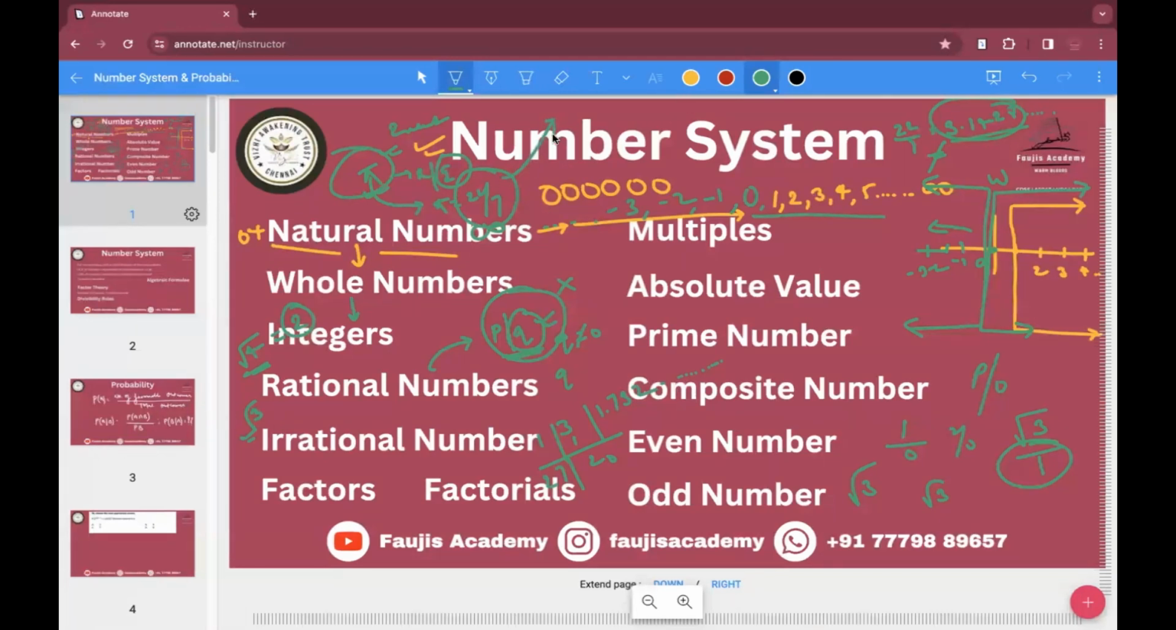What is 22 by 7? It's a rational, 3.14, 3.1428, whatever, it just goes on. So I said pi is an irrational number. Okay, let me clear this up.